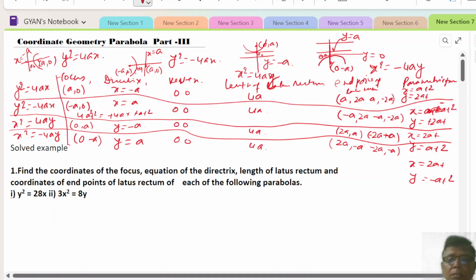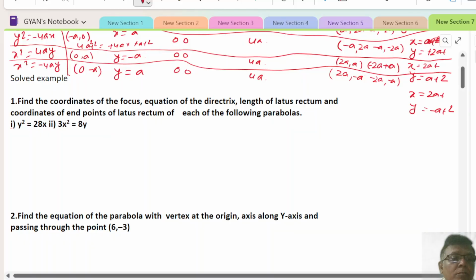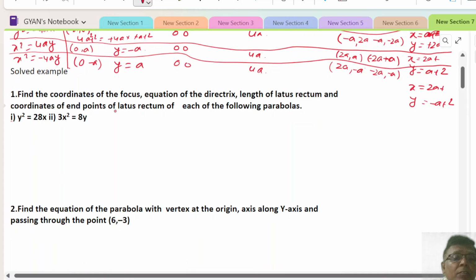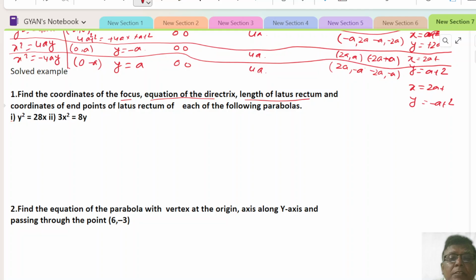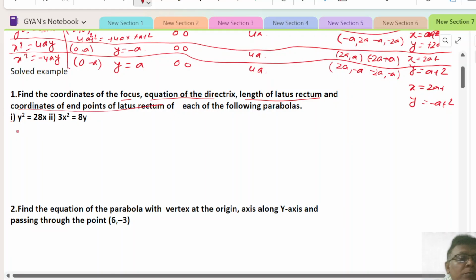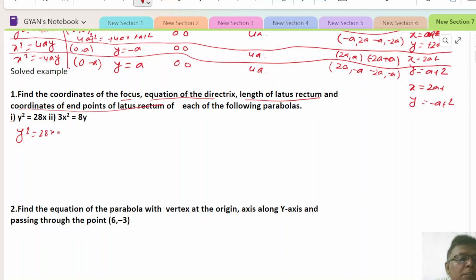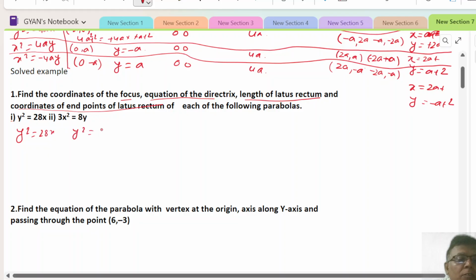So now we come to the problem. First is to find the coordinates of the focus, equation of the directrix, length of the latus rectum and coordinates of the end points of the latus rectum of each parabola. So the first is y² = 28x. That means y² = 4 into 7 into x. So a = 7.